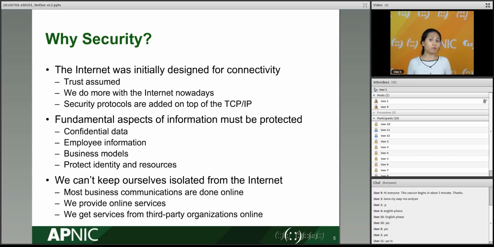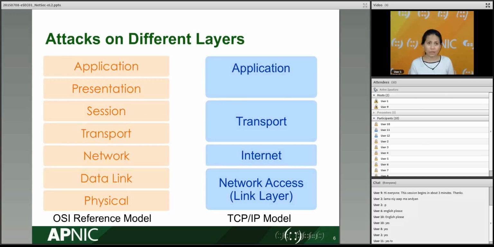And obviously, we all work in the internet age where we need to connect with the internet with everything that we do, whether it's personal or business. We provide online services. We do our communications and our business through the internet. So it's just imperative. I don't think there's any question why we would really need security. It's a must. But how are we going to do that?